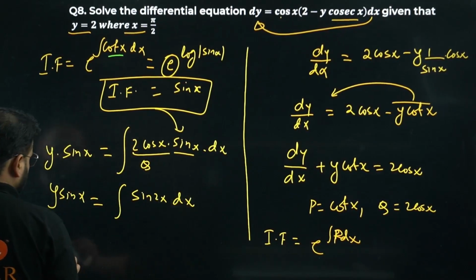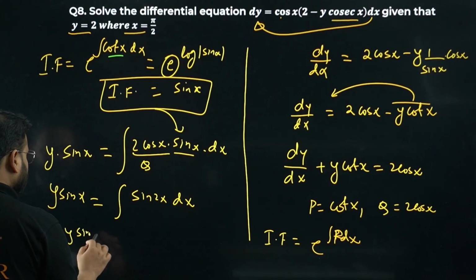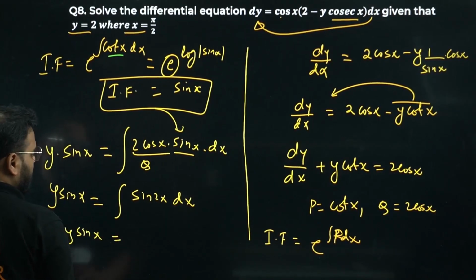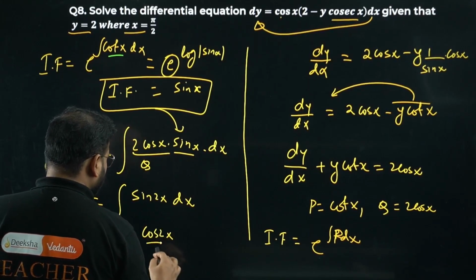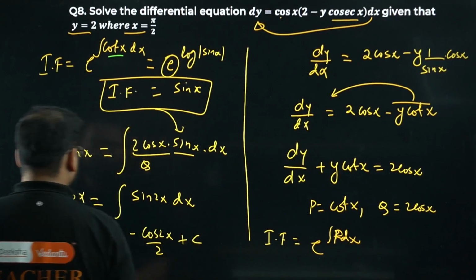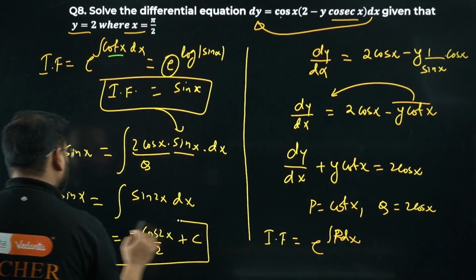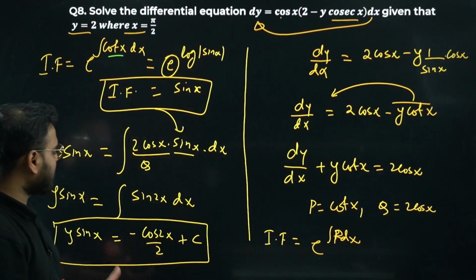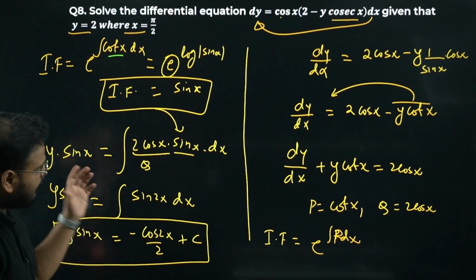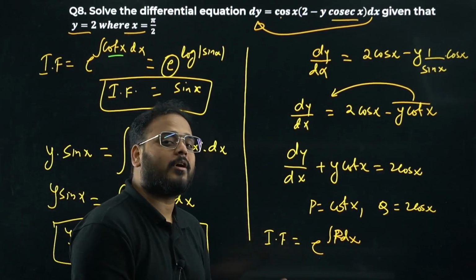Integrate this now. So I get here y sin x equals, think about it, minus cos 2x by 2 plus c. This is your final answer for general solution. Please check. This part is clear. Now, is this the answer? No, sir. We have to look for particular solution.